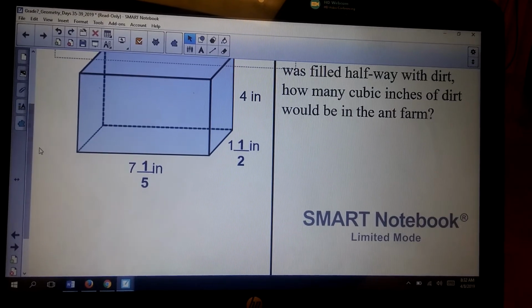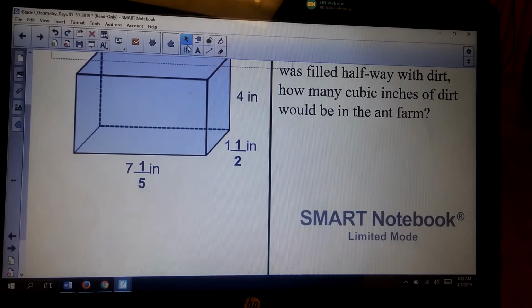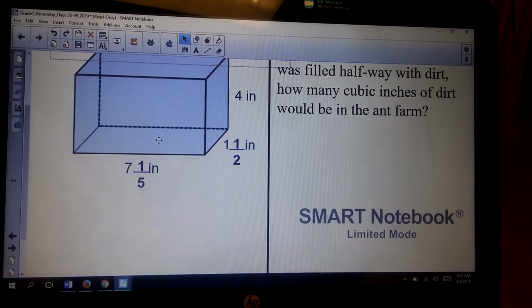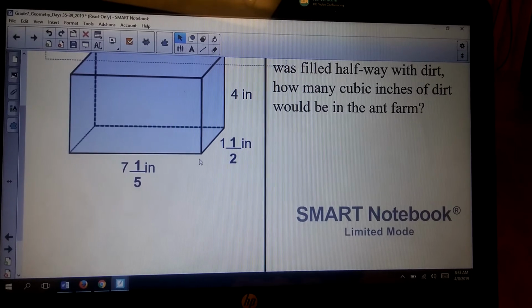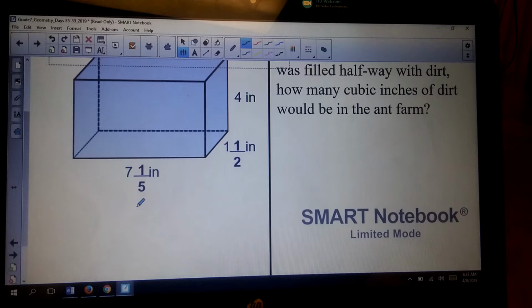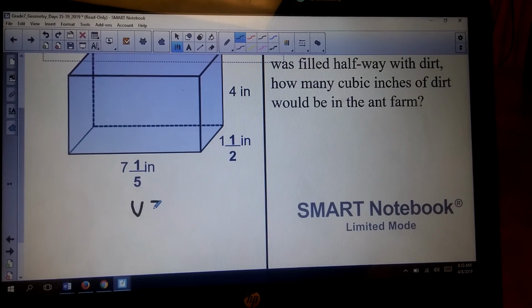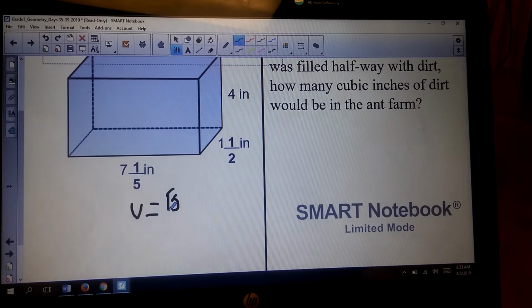Okay, as we solve this, the first thing I notice is the bases are these rectangles on the side. And the height, if we were to stand this up, the height is actually 7 1/5. That's the longest part of this rectangle. If we were to stand it up, that would represent the height. So to find the volume of a prism, its volume equals area of the base times the height.